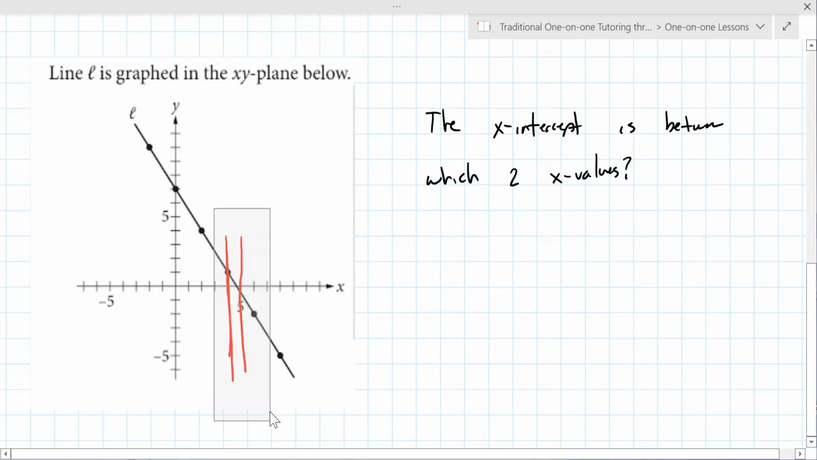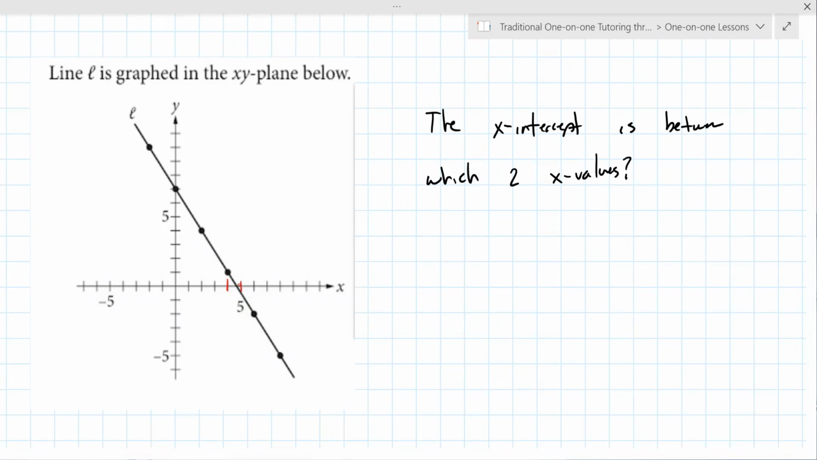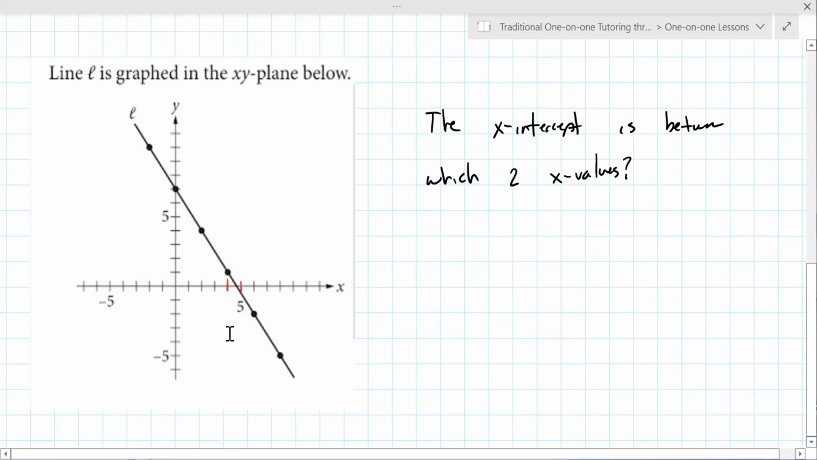So what two x values? Okay. 1, 2, 3, 4. 1, 2, 3, 4, 5, 6, 7. Okay, there's 4 and 7 of them. I counted the lines. Right, and between 1, 2, 3, 4, 4 and 5. So it's between 4 and 5.